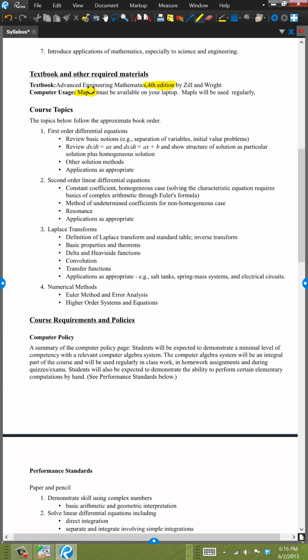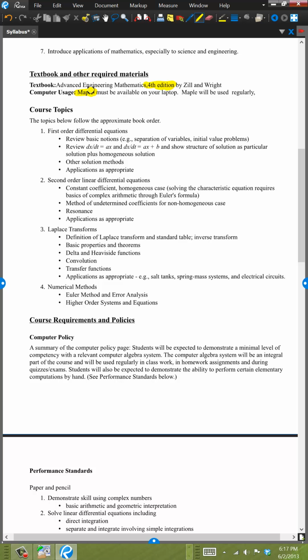I use Maple regularly in class, and I'll give exams expecting that you'll be using Maple on them. If you're not using Maple, the exams will be certainly technically doable, but it'll be quite a bit harder.